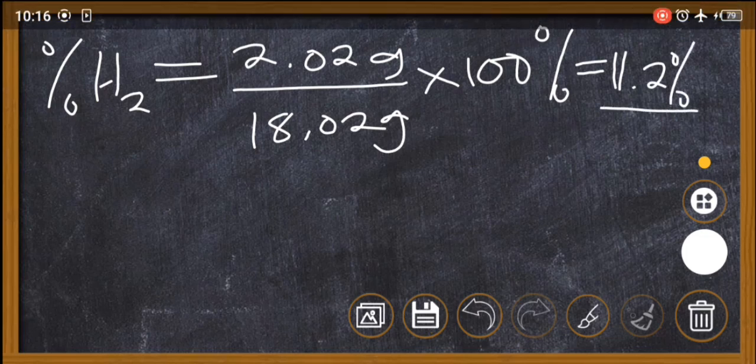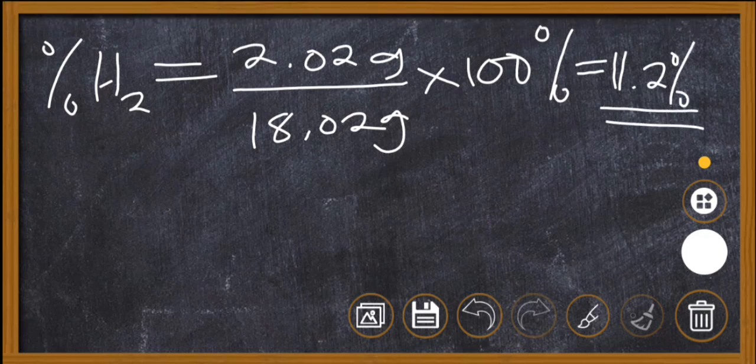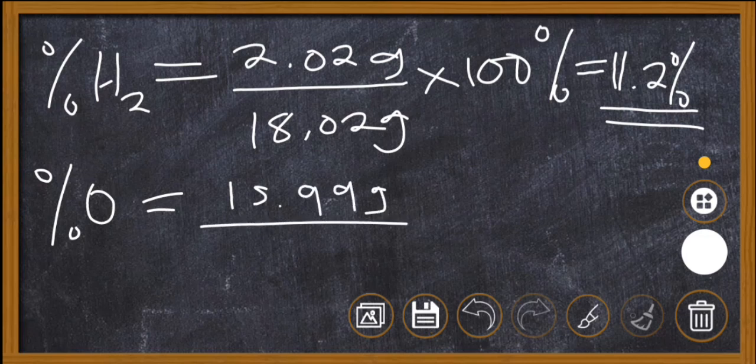So this implies that hydrogen is 11.2% in water. Now let's calculate the percentage of oxygen in water. What is the percentage of oxygen in water? We know that the mass of the element, oxygen, was 15.99, and the mass for the total compound is 18.02 grams.